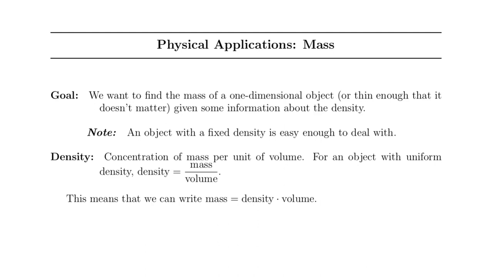And you'll notice that we can solve for mass by just multiplying both sides by volume. So if we know the density of the object and we know how much of it there is, we can multiply those two things together, and there we go, we have the mass of the object.